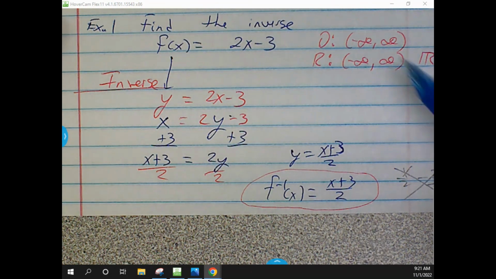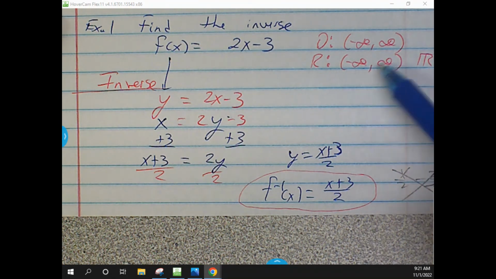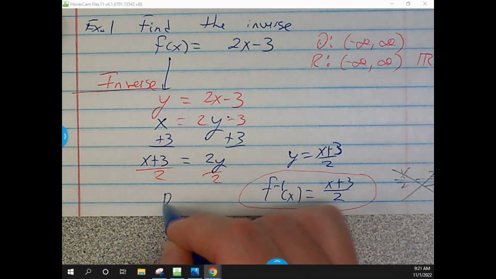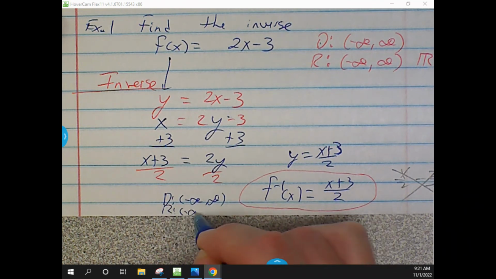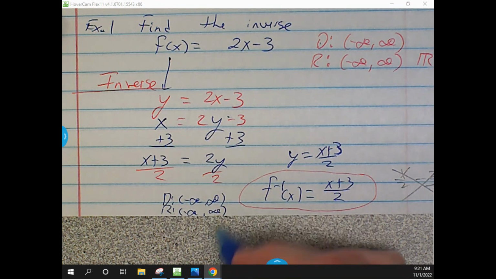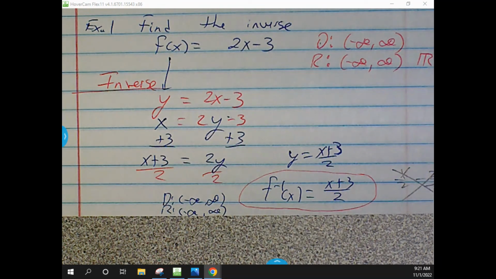All right. The good news is if the domain was negative infinity to infinity and the range was negative infinity to infinity, if you switch the x and y values, which is your domain and range, they're still going to be the same thing. Because if they're the same thing when you start and you swap them, they're still going to be the same thing when you finish.